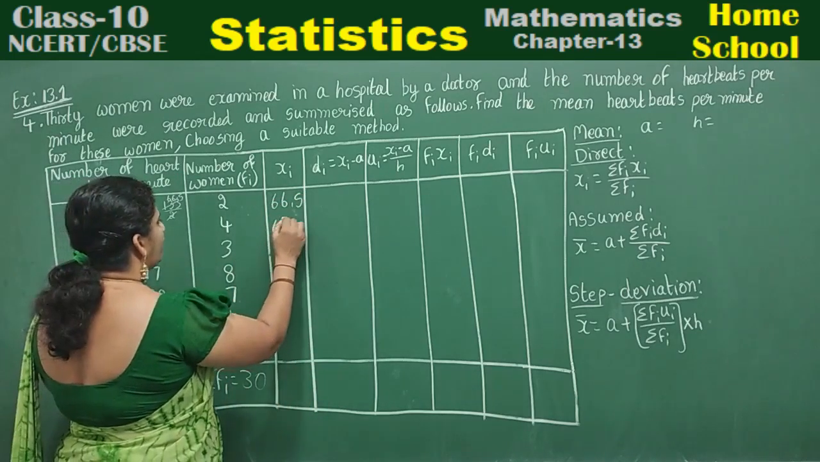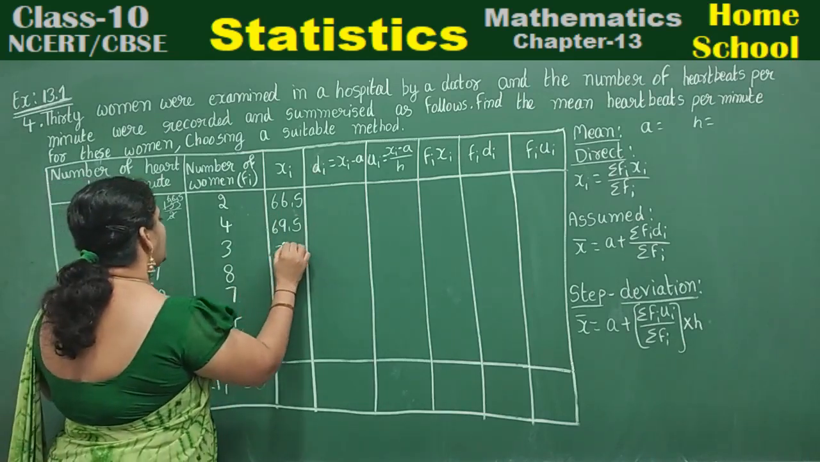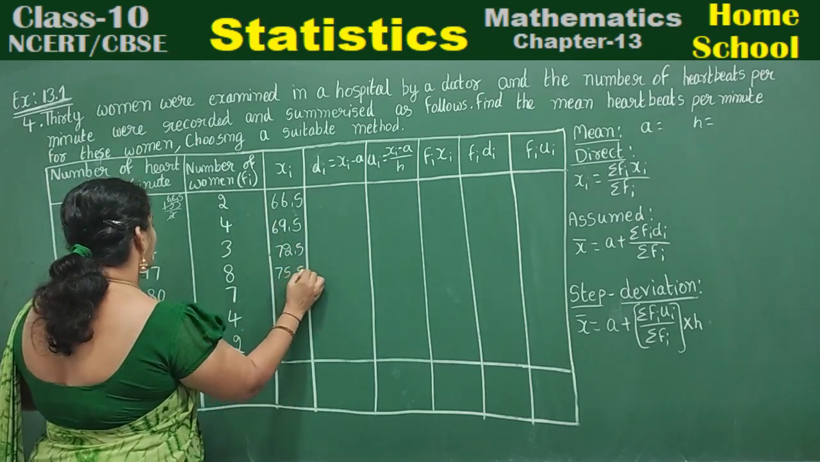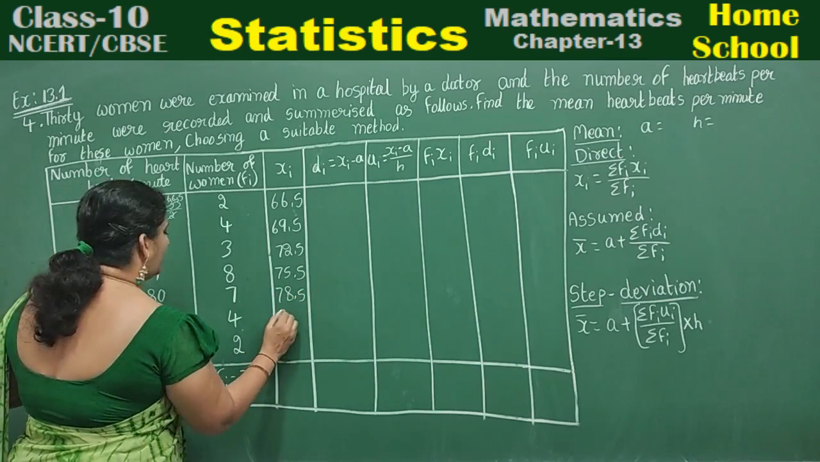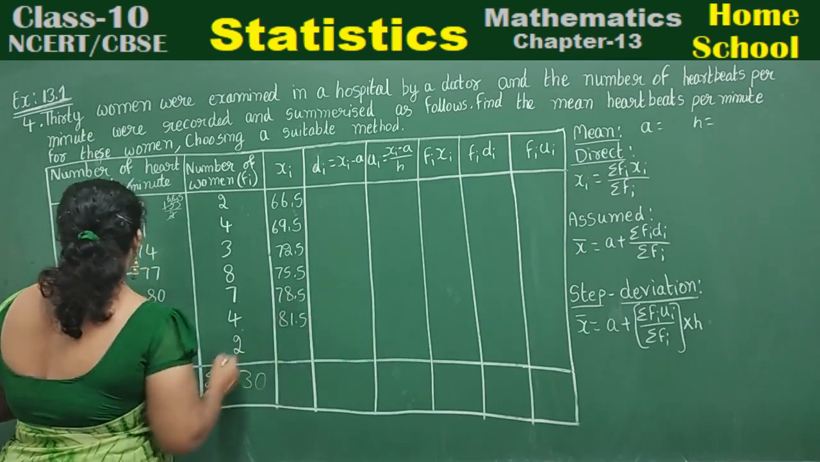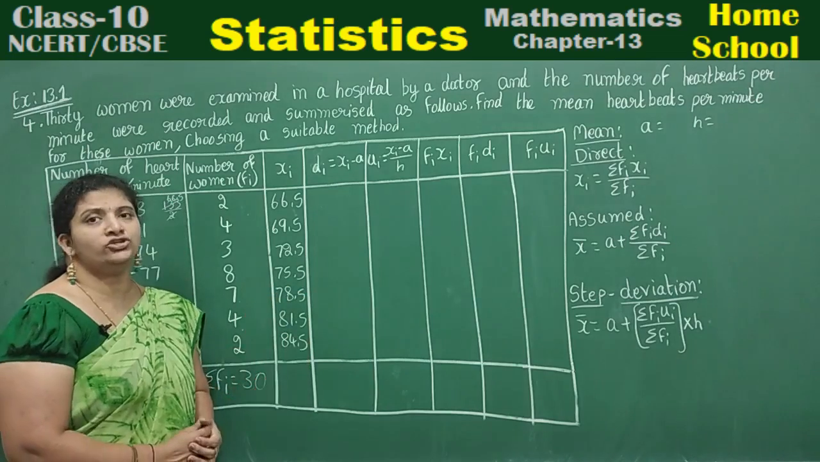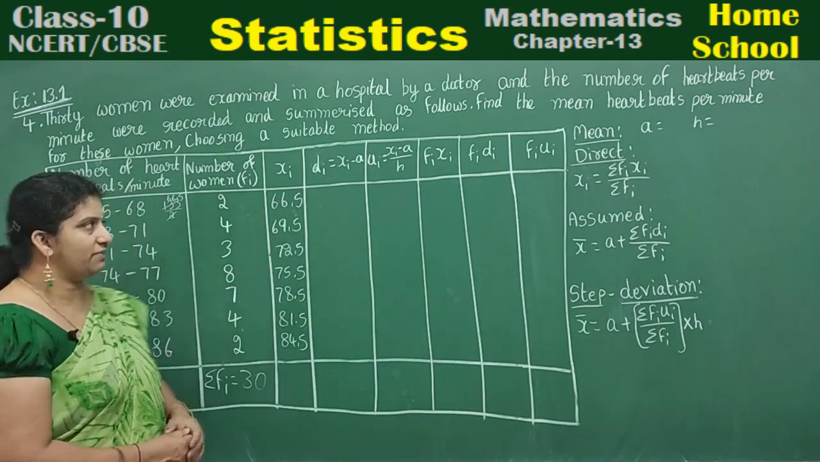And the next one, if you find out, 69.5, 72.5, 75.5, 78.5, 81.5, 84.5. If you want to choose the direct method, just go with Fi Xi.